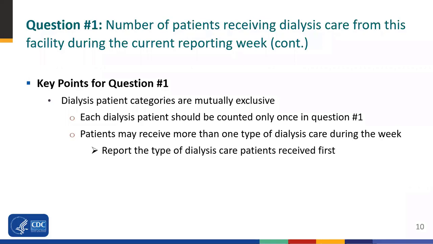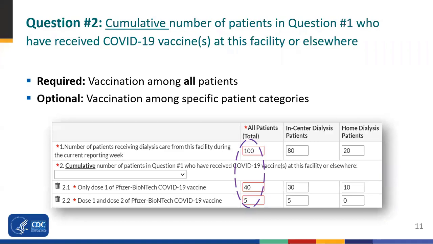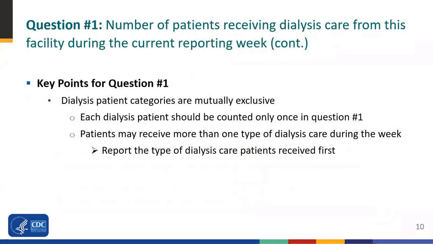If a patient received in-center care and home care during the week, report according to the type of care they received first. For example, if a patient first received in-center care but received home dialysis care later in the week, the facility would report the patient only in the in-center patient dialysis category.